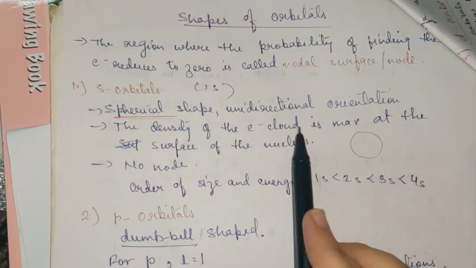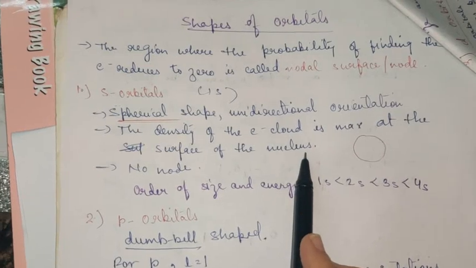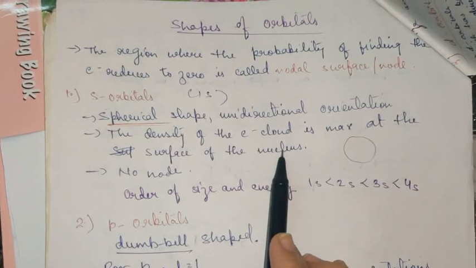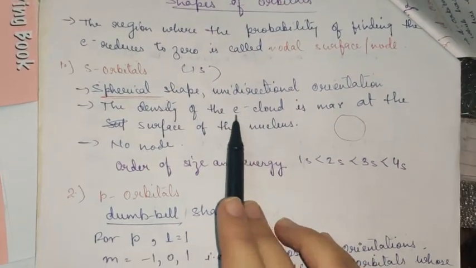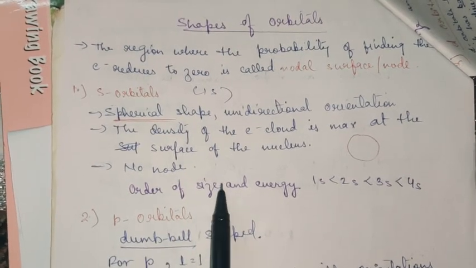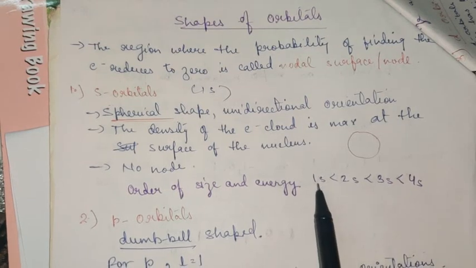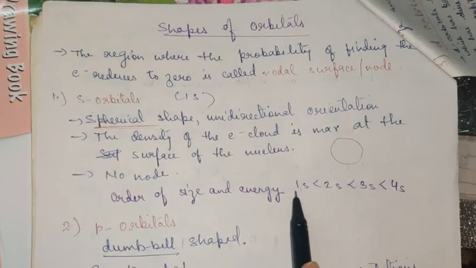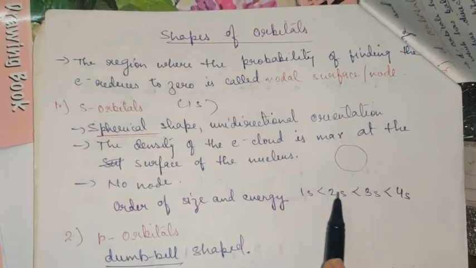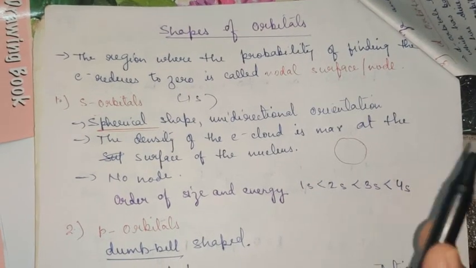The density of the electron cloud is maximum near the nucleus, that is, it has maximum aggregation of the electron. It has no node, and the order of size and energy is like this. As you proceed from the first shell to the fourth shell and so on, the size and energy both go on increasing. This I told you in my earlier sessions also.